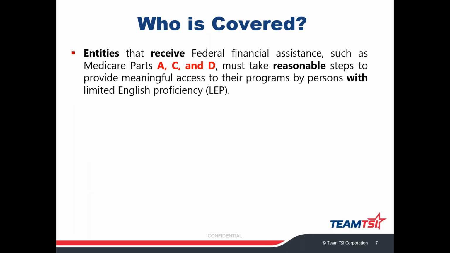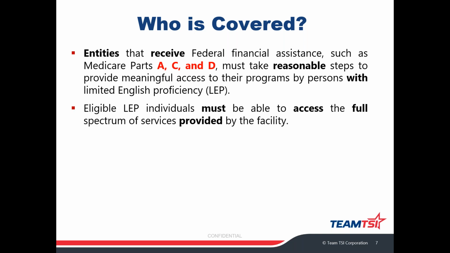So who is covered? Any entity that receives any federal financial assistance, such as Medicare Parts A, C, and D, must take reasonable steps to provide meaningful access to your programs for persons with limited English proficiency. That applies to doctors' offices, dental offices, your pharmacist, your home health, hospice. Any entity that receives any type of federal financial assistance has to comply with this rule. This is not just a nursing home only rule. And that's going to be beneficial to us as we go through some of this, and maybe working together with the community. Eligible individuals must be able to access the full spectrum of services provided by your facility.